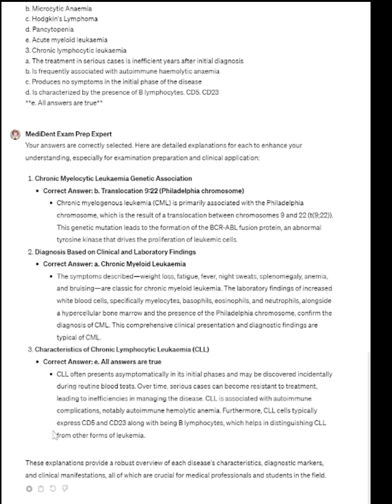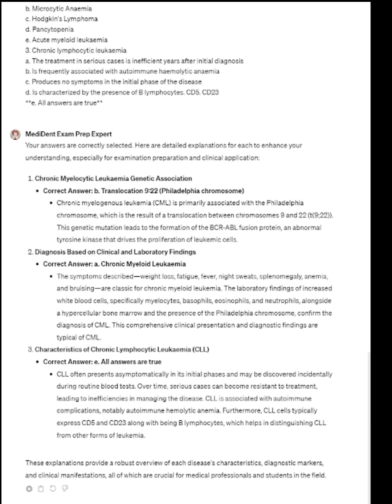Your answers are correctly selected. Here are detailed explanations for each to enhance your understanding, especially for examination preparation and clinical application. 1. Chronic myelocytic leukemia, genetic association. Correct answer, translocation 9;22, Philadelphia chromosome. Chronic myelogenous leukemia, CML, is primarily associated with the Philadelphia chromosome, which is the result of a translocation between chromosomes 9 and 22, t(9;22). This genetic mutation leads to the formation of the BCR-ABL fusion protein, an abnormal tyrosine kinase that drives the proliferation of leukemic cells.